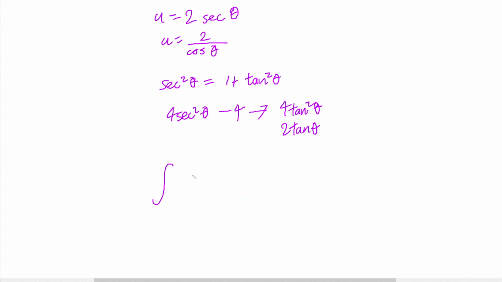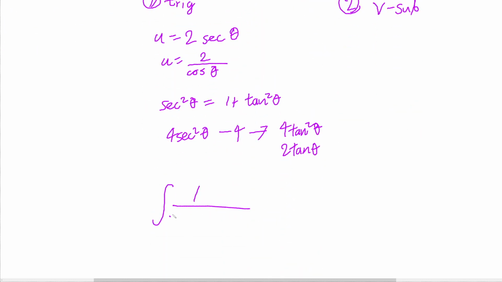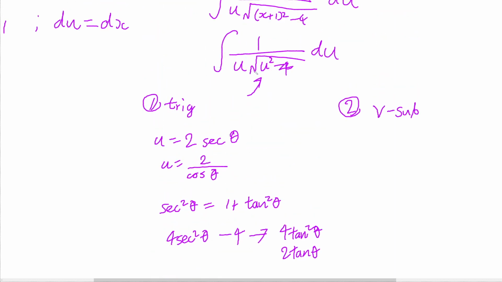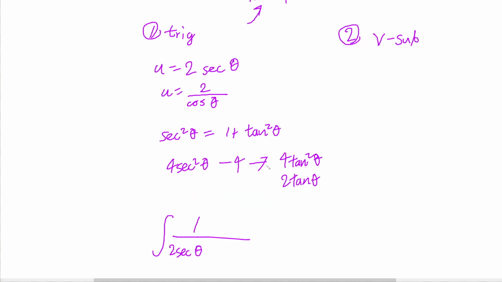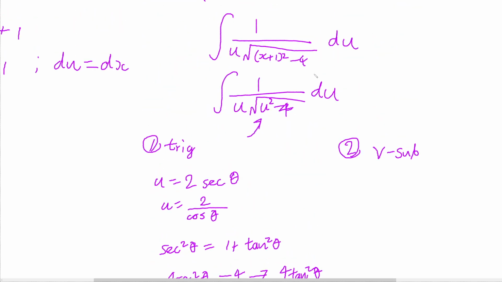On the one hand, 1 over this u becomes 1 over 2 sec theta, and within the square root, as we've shown, the square root goes to 4 secant squared theta minus 4, which is 4 tangent squared theta, and the square root of that is 2 tan theta. But this is still with respect to u. We're integrating with respect to u, du.